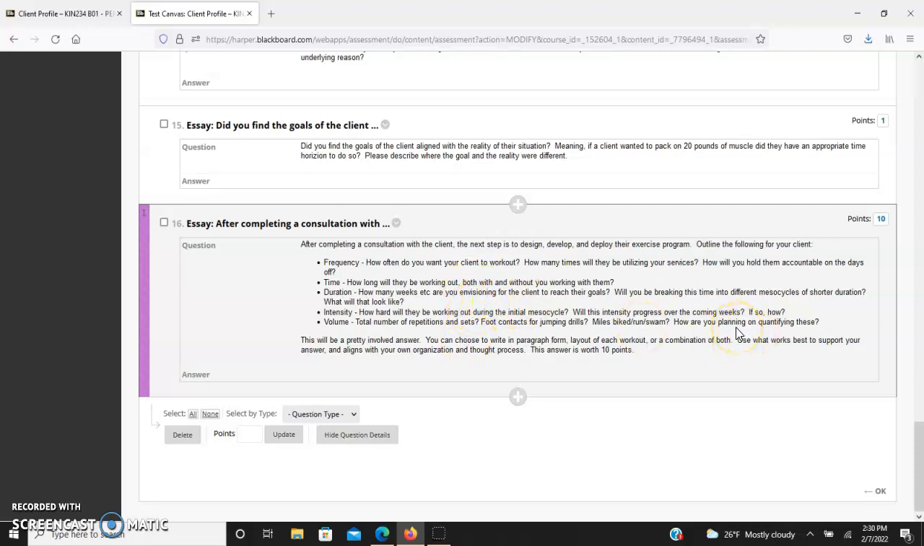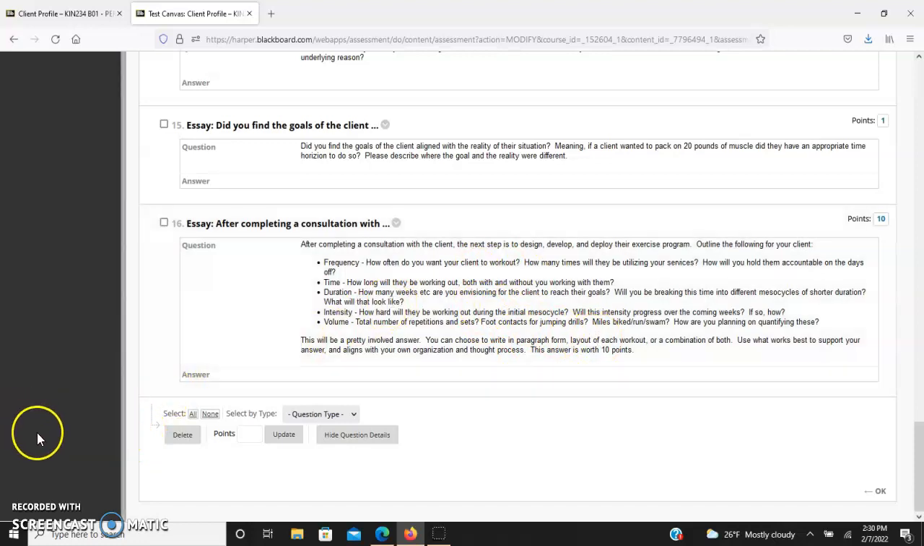And then I want you to be able to quantify these. So this will get pretty involved, so don't be shy with having a pretty expansive answer here. It's worth 10 points. So to that end, I'm going to bail out of this presentation, and I'm going to move on to the next one. Email me if you have questions regarding this assignment.